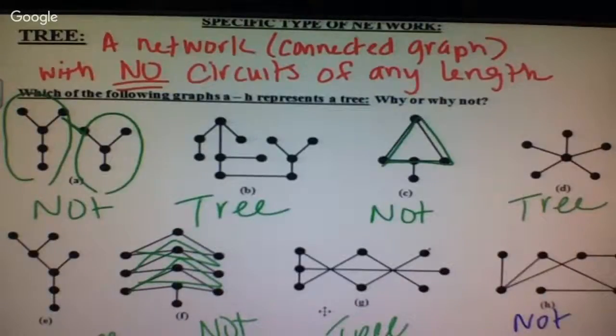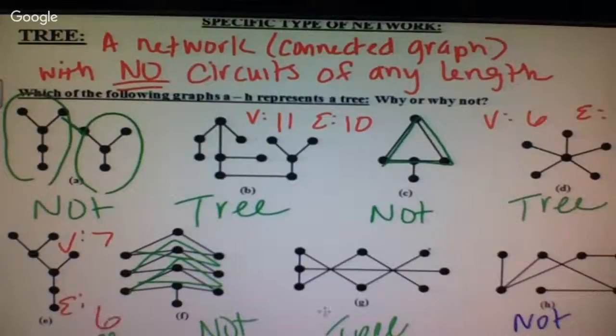Okay, if we look at B, we said that was a tree. How many vertices? 11. There's 11. How many edges are in this graph? 10. D is a tree. How many vertices? 6. How many edges? E is a tree. How many vertices? How many edges? G is a tree. Vertices: 8, edges: 7. What relationship do I have going on here?